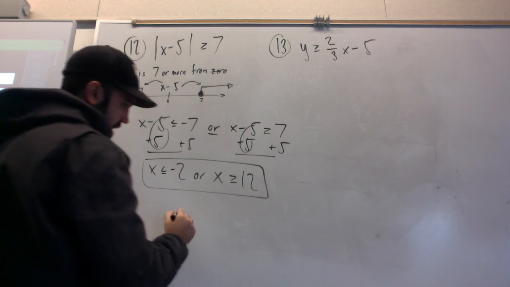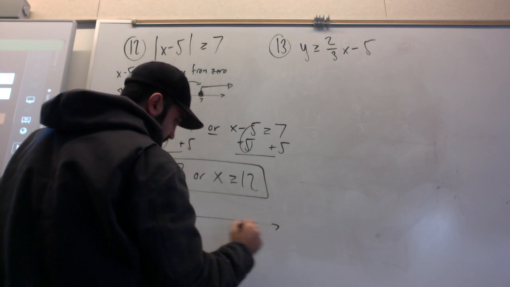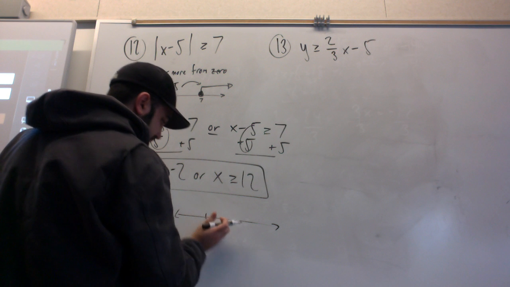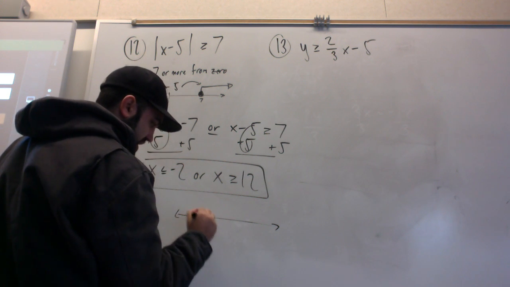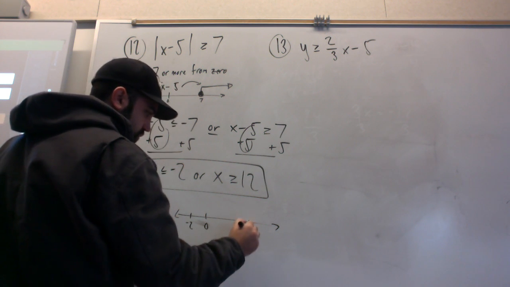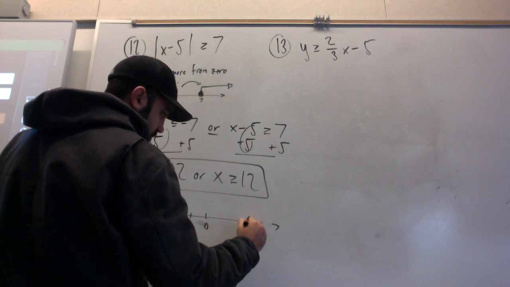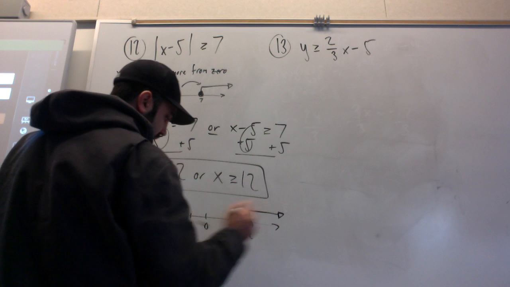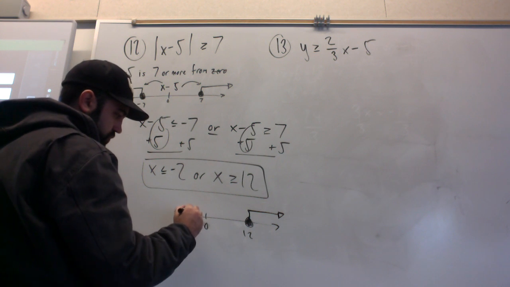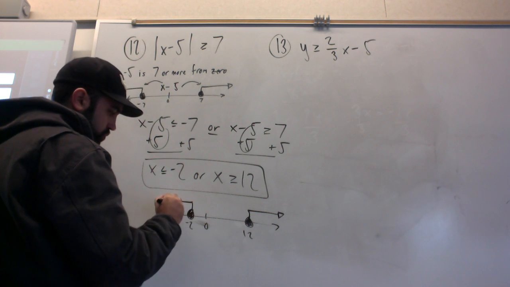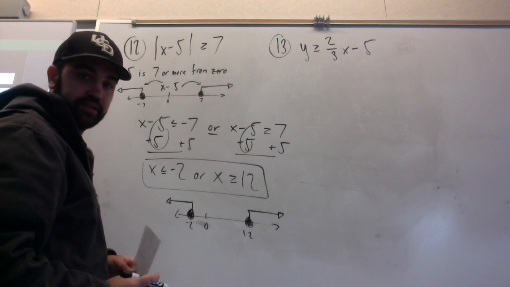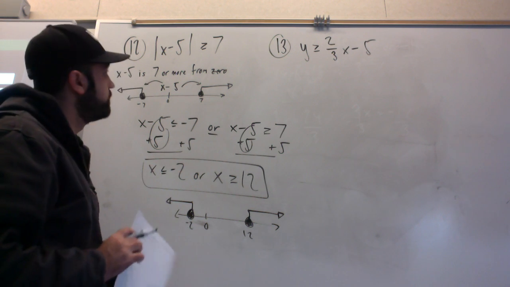All right, so graphing that, a simple graph here. That's 0 and that's negative 2. Say 12 is somewhere over here. So greater than or equal to 12, closed circle to the right. Less than or equal to negative 2 would be a closed circle to the left, like this. So here's your answer, here's your graph for this one.